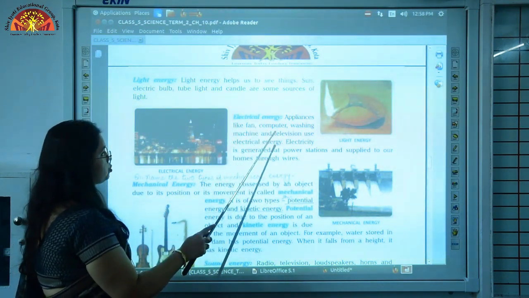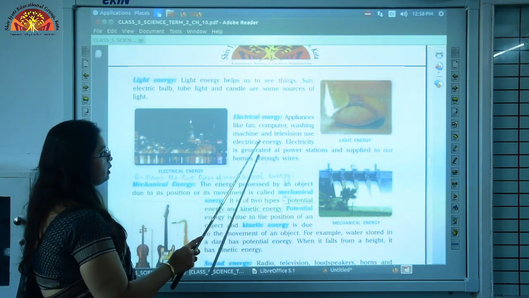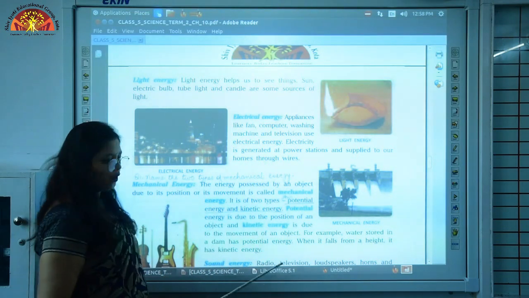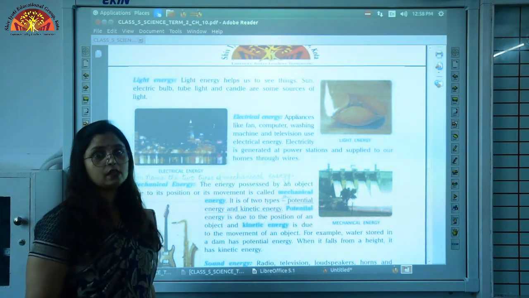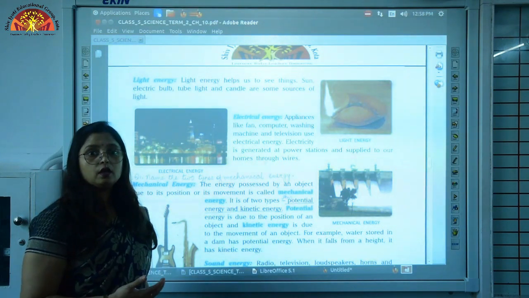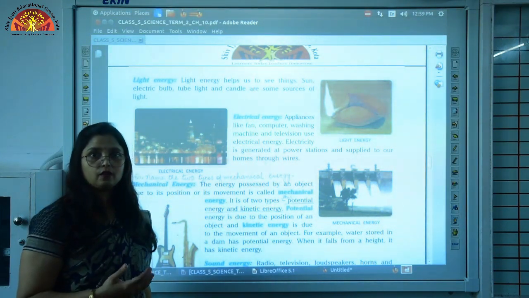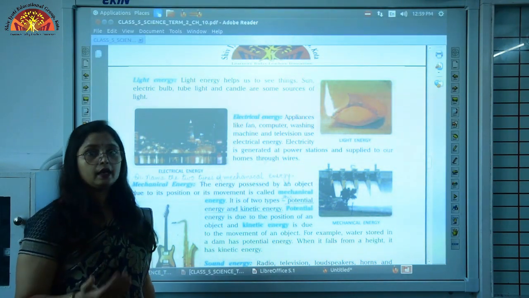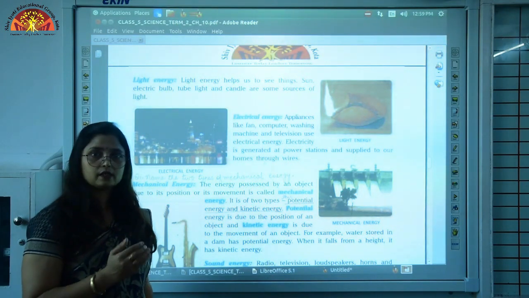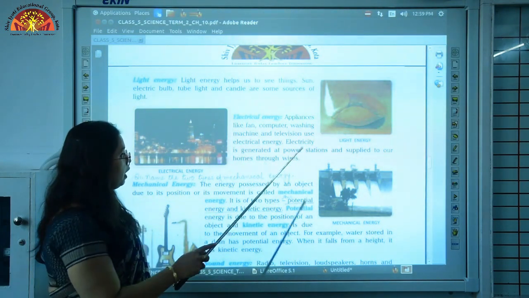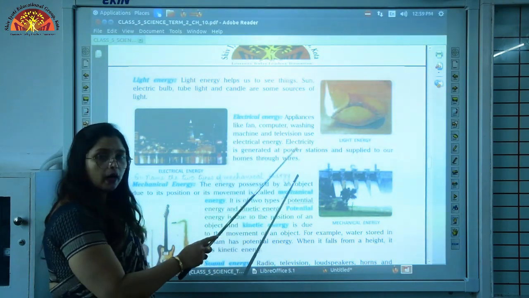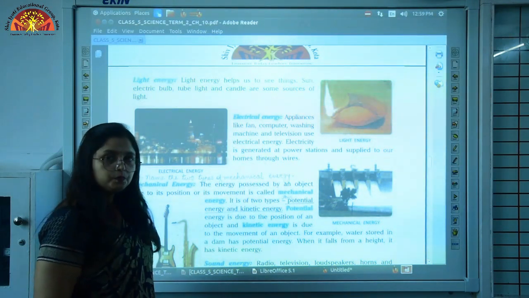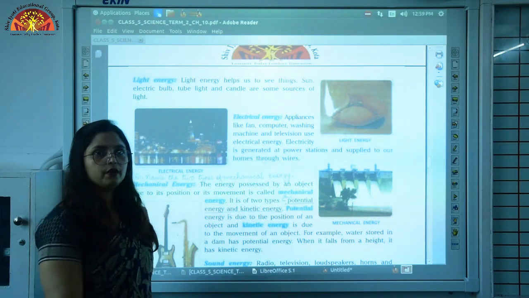Appliances like fan, computer, washing machine and television use electrical energy. Energy is generated at power stations and supplied to our homes through wires. So, children, in our daily household activities, we use electrical energy a lot, like the electrical appliances such as fan, washing machine, geysers, electric heaters. And how do we get this electric energy at our homes? We get this from the power stations. This energy is generated at power stations and it is supplied to our homes through the wires. Now, we move to the next type of energy.